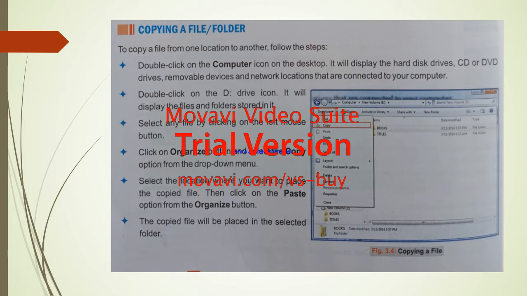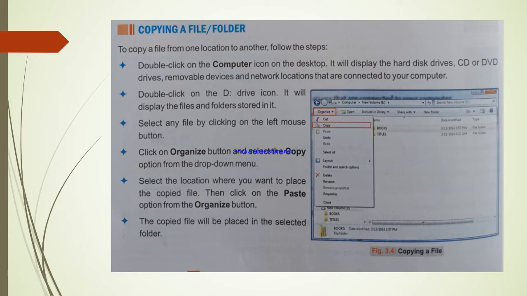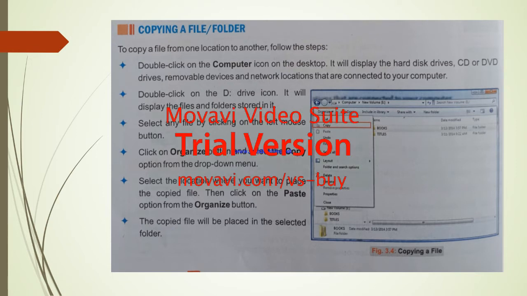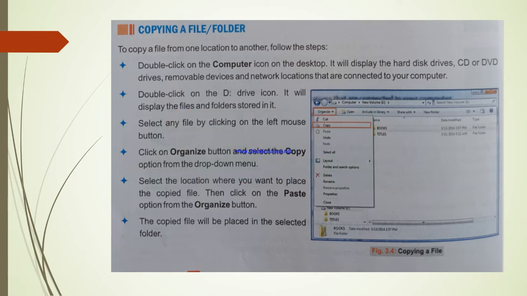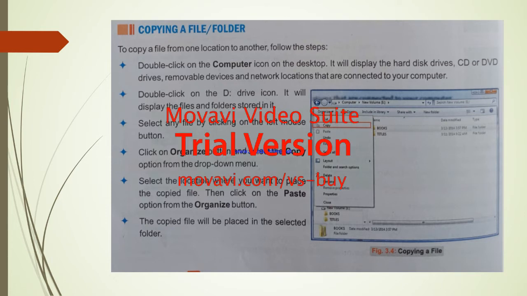Copying a file or a folder. To copy a file from one location to another, follow the steps. Double click on the computer icon on the desktop. It will display the hard disk drives or CD or DVD drives, removable devices, and network locations that are connected to your computer. Double click on the D drive icon. It will display the files and folders stored in it.